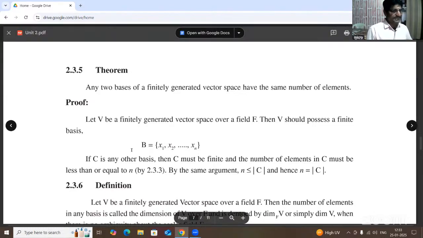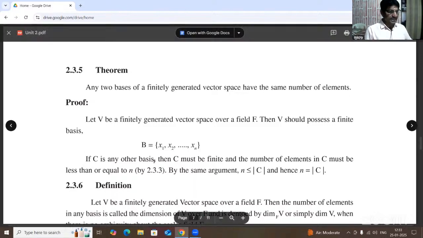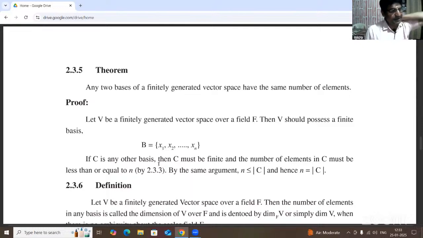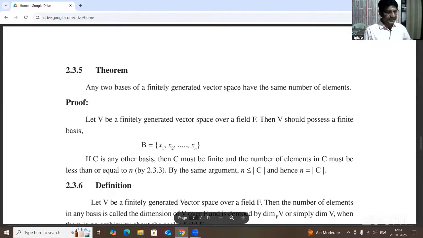And C is also another basis. We are taking two bases of a vector space, and they consist of the same number of elements. Automatically that follows, because of the representation of the basis B with n elements, and C is another basis. Being a basis means its elements are linearly independent and span the space. So C must be finite, and the number of elements in C must be less than or equal to n, because that is the same argument, n less than or equal to.